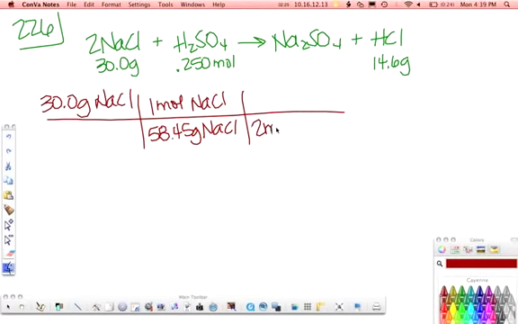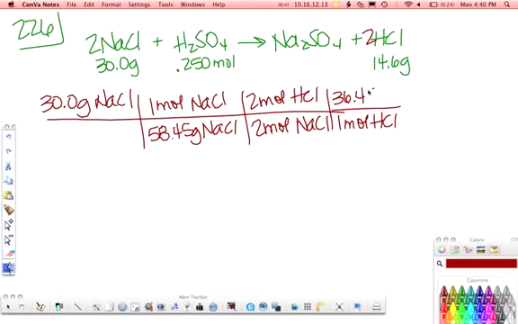And it's 2 moles NaCl to every 2 moles HCl. And each mole HCl has a mass of 36.45 grams. Plug that in and you get 18.7 grams HCl. And that's if we used up all of the NaCl with an excess of sulfuric acid.